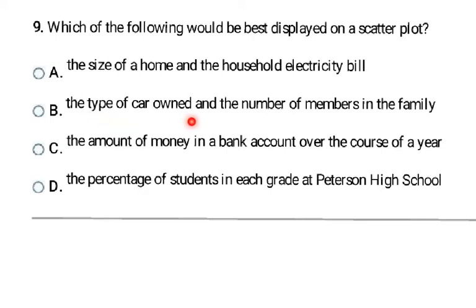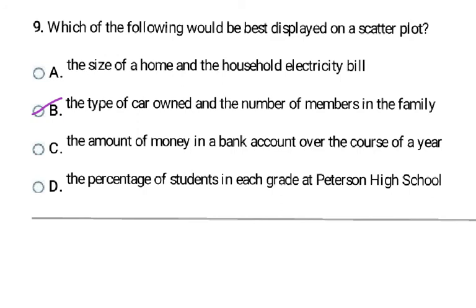So the type of car owned and the number of people in a family. Well, a type of car, like van, SUV, sedan, that's not numerical data. I have to have numbers. That was the definition of a scatter plot, is numerical data. So I can't do B because type of car isn't a number.